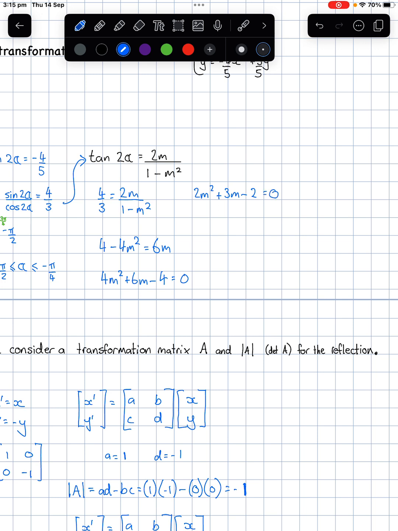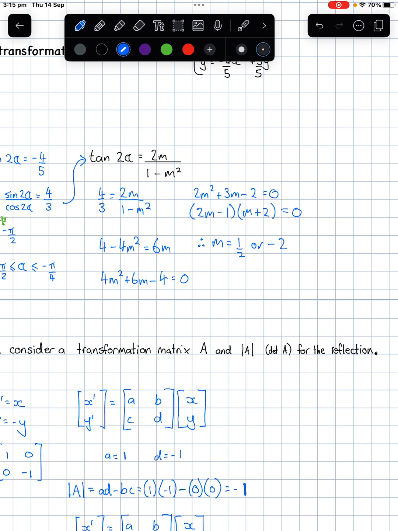We can either look at splitting the middle term, or you can just use your graphics calculator. This is a polynomial, so put this in your equation mode, or you could use the quadratic formula to find the roots. But it's going to give us 2m minus 1 and m plus 2 equals 0. Therefore, m equals a half or -2.